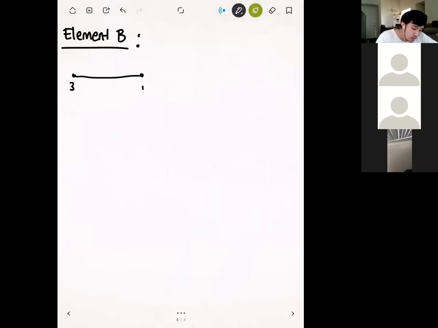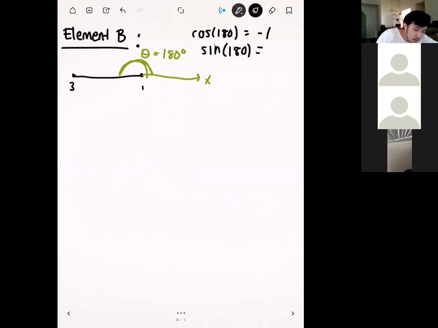But since the lower number node is on the right here, we can say that the positive x-axis is like this. Okay. And so if the positive x-axis is like that, then the angle is actually going to be 180 degrees. Okay. All right, so cosine of 180 is going to be minus 1. And then we have sine of 180, which is going to be 0. Okay.